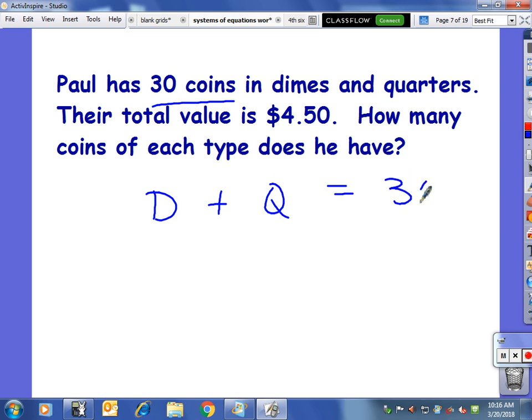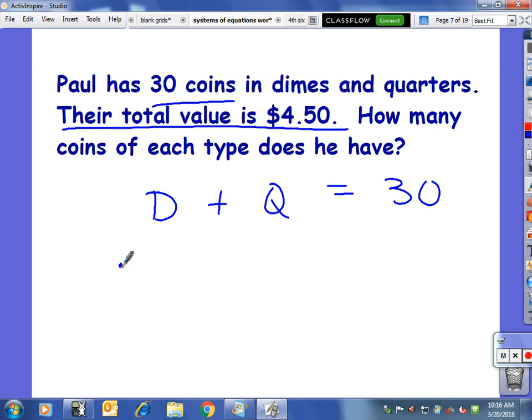That has nothing to do with money. I didn't talk about how much money he's got in that equation. I just know that if I counted the items, there's 30 of them. And some of them are called dimes and some of them are called quarters. That one has nothing to do with money. That's just the number of coins. Now, the next one. He's got $4.50 made up of these different priced items or different worth items.